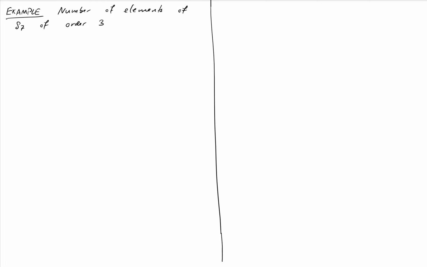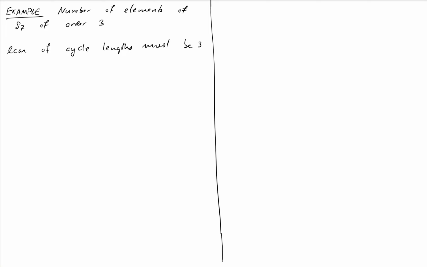Okay, S7, these are permutations of 7 objects, and we want to count the number of objects in S7 that have order 3. So that means that if I write an object in disjoint cycle form, the LCM of the cycle lengths must be 3. So LCM of cycle lengths must be 3.